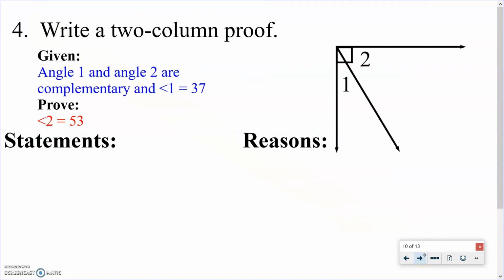Okay, now I would like you to pause this and try and write a 2-column proof. I will say that my proof has 5 steps in it, 5 statements and 5 reasons. So pause and try and write a proof with 5 statements and 5 reasons.